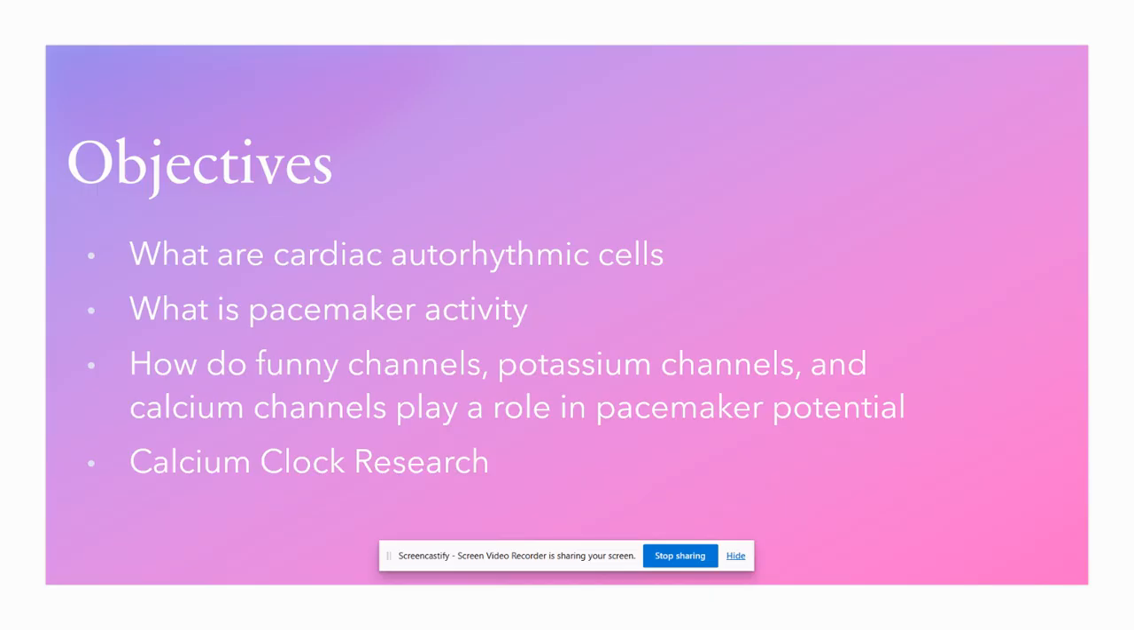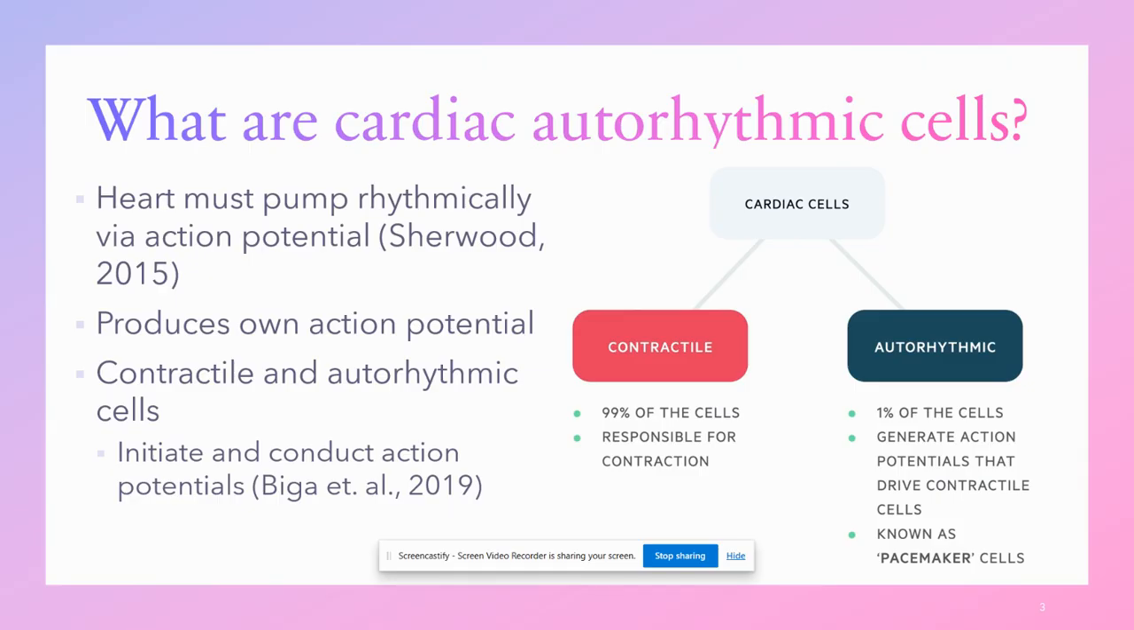So, what are the objectives of this presentation? As always, it's good to know where you are going and what you should hopefully learn out of this presentation. The first thing to understand is what exactly are cardio autorhythmic cells, what is pacemaker activity, and then how do funny channels, potassium channels, and calcium channels play a role in pacemaker potential. And then we're going to look at a research article that helps to support the calcium clock as a main role in controlling rhythmic contraction of the heart.